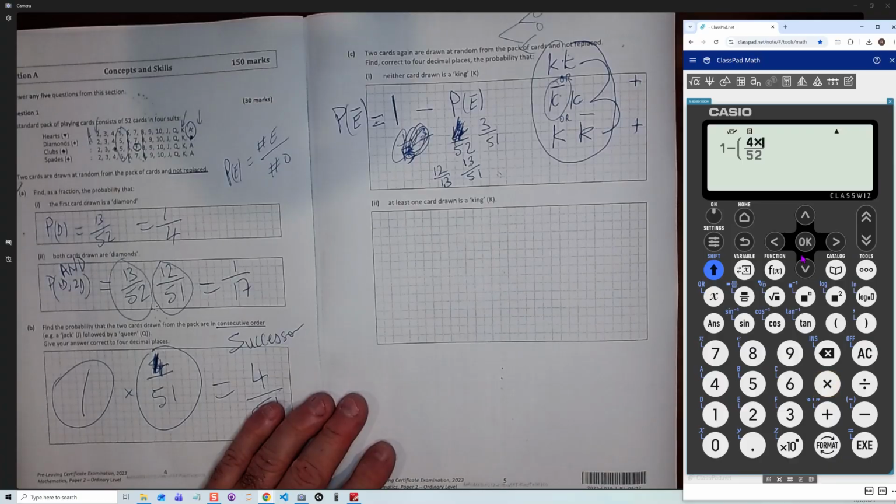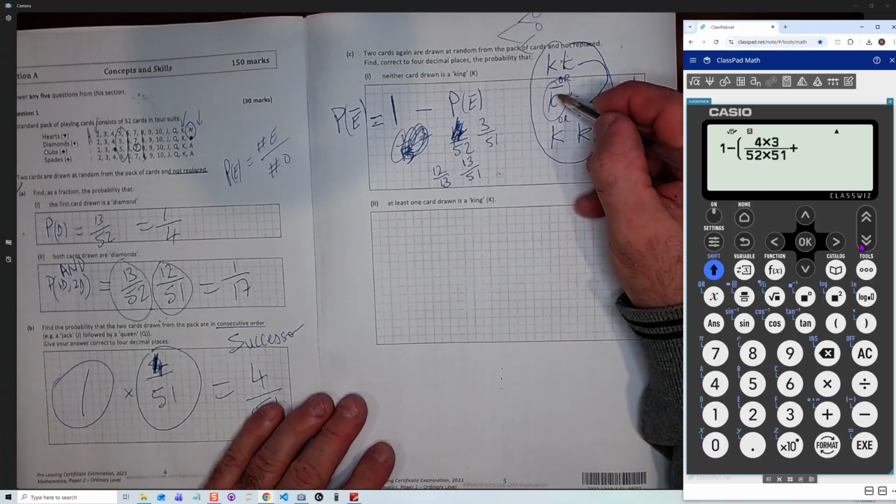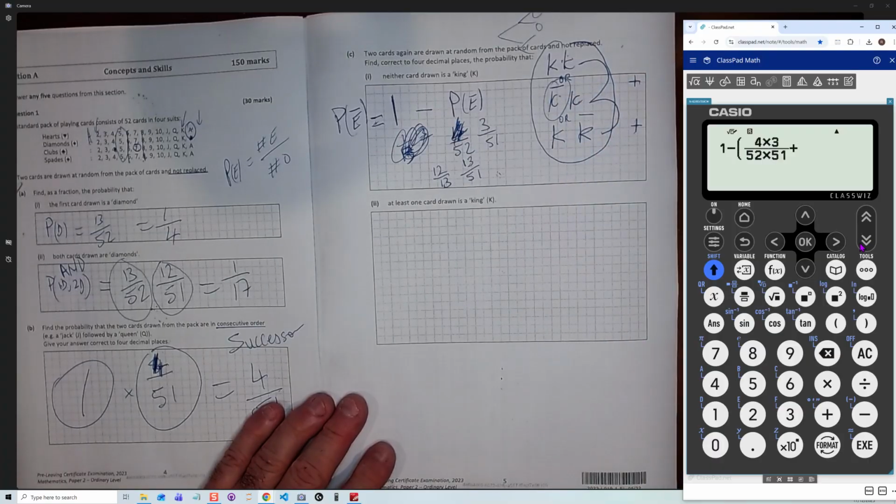Multiplied by the second king. How many kings are left? 3. How many cards were left? 51, because the king was gone. We drive on from that, move out from under the fraction bar and add a plus. And we're going, what's the probability of not king, king?